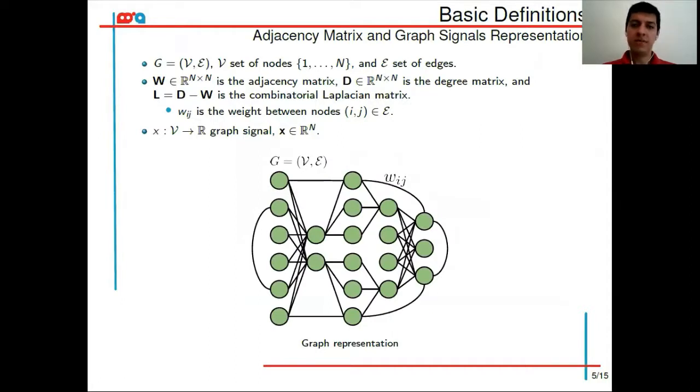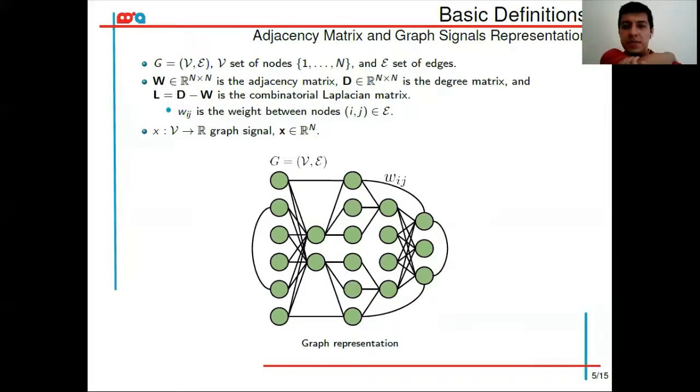Then some basic definitions of graphs. A graph can be represented with a set of nodes and a set of edges. We have some important matrices like the adjacency matrix, the degree matrix, and the Laplacian matrix. For example, the adjacency matrix is going to tell us the structure of the graph. If we have an edge from node i to node j, we are going to have a weight Wij in that matrix.